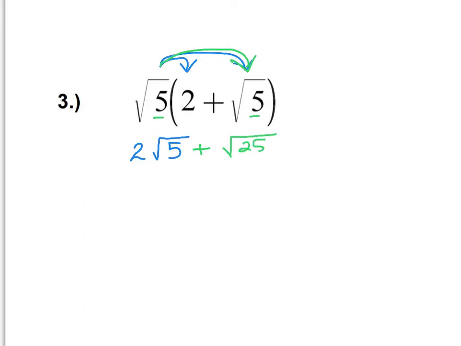And now let's simplify. The first term, 2 square root of 5, that cannot simplify. The second term simplifies to simply a 5.